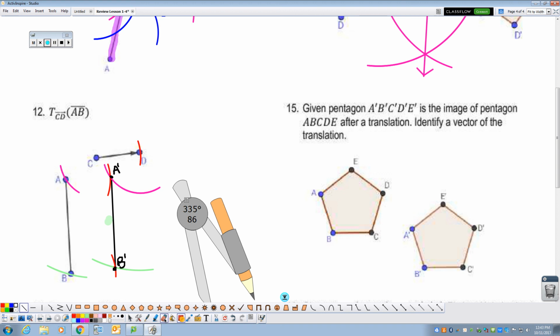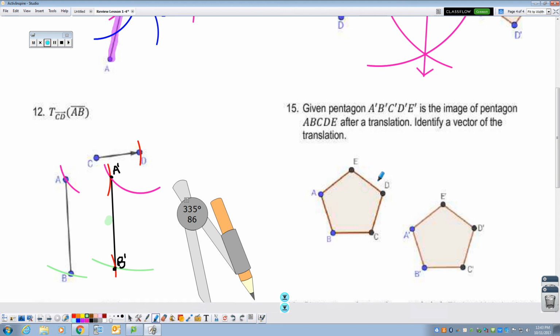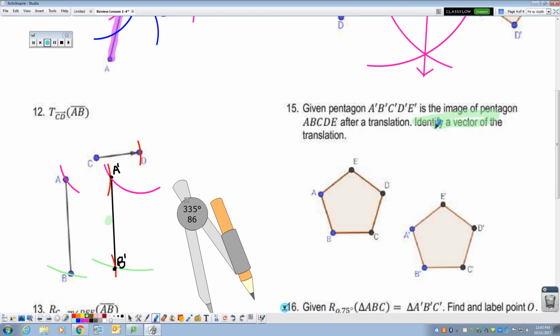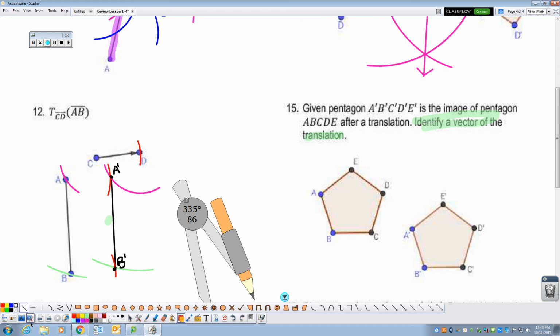Next, here we have to identify a vector of translation. This one doesn't say construct because a compass isn't even really necessary. To do the vector, we just have to connect any point in the pre-image to its corresponding point in the image. And we're done. I chose the B's, and that was really because I didn't want to cut through the figure. But I could have connected the A's, I could have connected the D's, it doesn't make a difference.